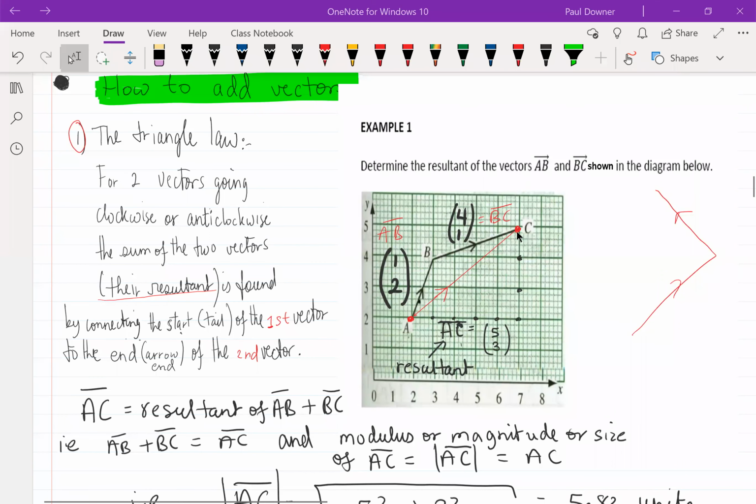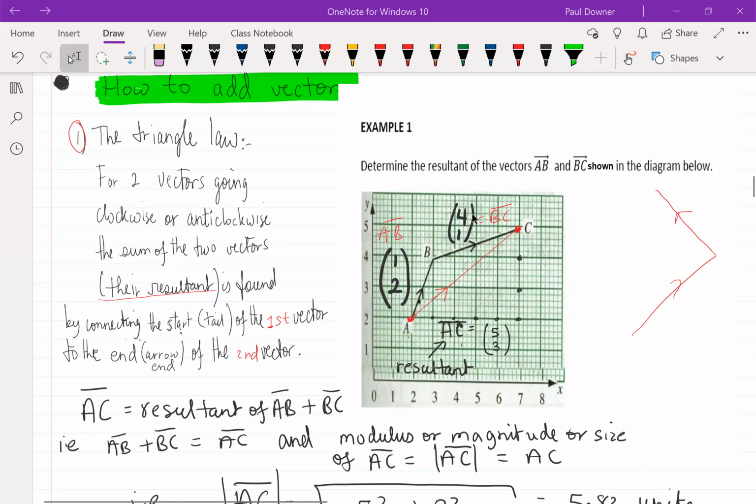Let's look at the vector BC from B to C, right? Starting from B, we go 1, 2, 3, 4. That's this 4 here. And then we go 1 up to get to C. So to get from B to C, we go 4 across and 1 up. So that's how we get BC as (4, 1), right?